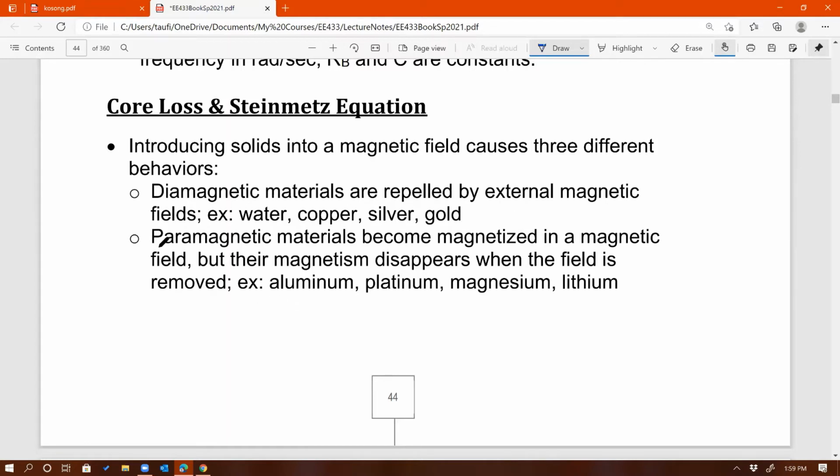And then we have the second behavior, paramagnetic materials, which become magnetized in a magnetic field, but their magnetism disappears when the field is removed. For example, aluminum, platinum, magnesium, and lithium. Right, so that's the second behavior. You have diamagnetic, which repels, and paramagnetic, which becomes a magnet, but the magnetism disappears as soon as we take away the magnetic field.